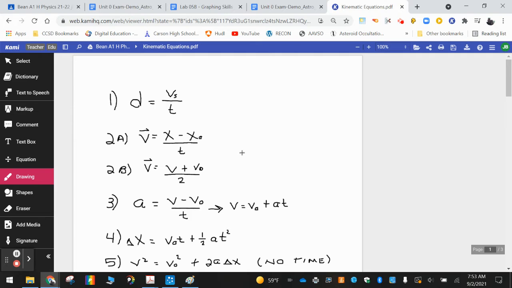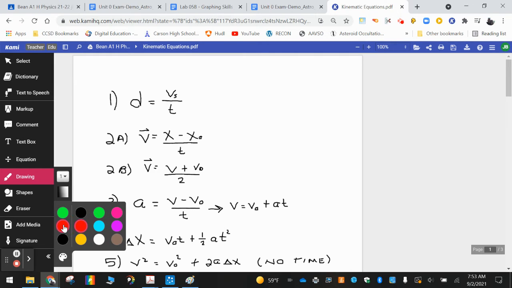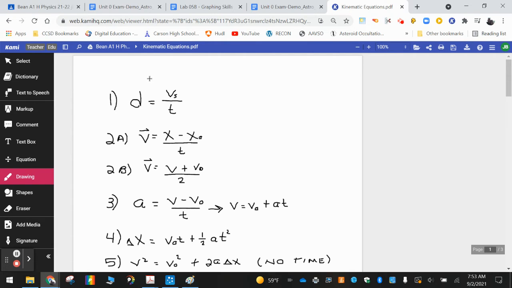So here we have these 5 equations, and we want to go through them and discuss what they mean. We'll go ahead and use a different color pencil here. We'll use red. Okay, so this one here is talking about distance.